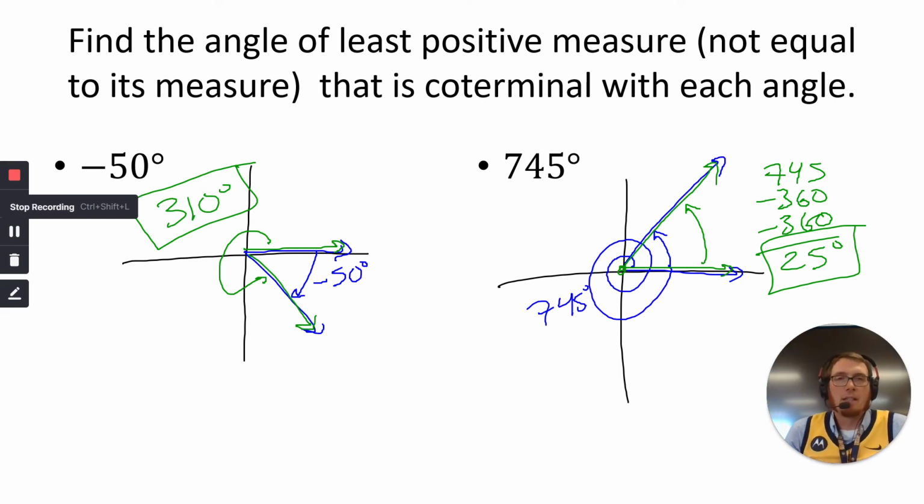On the second one, you'll notice I have this spiral going around. Each spiral is 360. I went 1 time around for 360, 2 times around for 720, and that's what the minus 360 on the side is saying. Then I'm left with the same as 25 degrees, this piece and up a little bit. So when you're finding an angle that's coterminal, that's where you want to start.